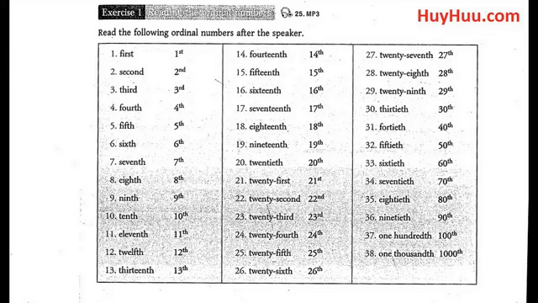26th, 27th, 28th, 29th, 30th, 40th, 50th, 60th, 70th, 80th, 90th, 100th, 1000th.